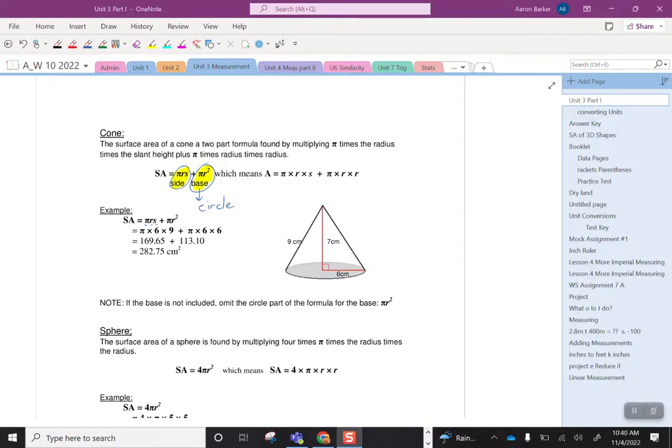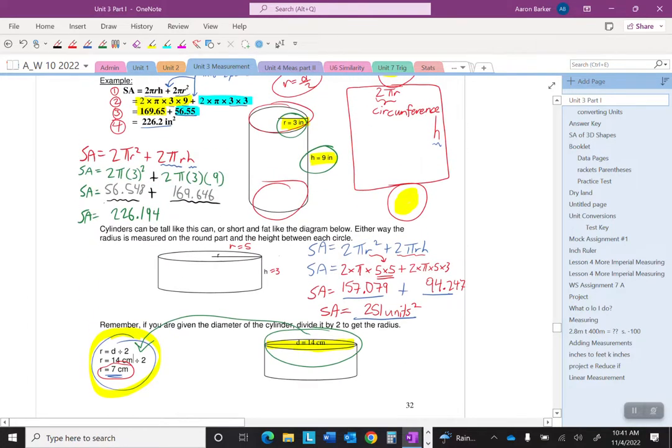Okay, so everyone turn to page 33. Make some notes. Page 33, looking at the surface area of a cone. So the surface area of a cone is really similar to a cylinder in the fact that it has a circle. Okay, so when we look, and the formula is somewhat the same because there's two parts.